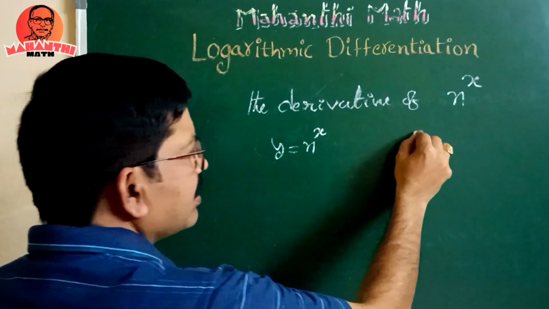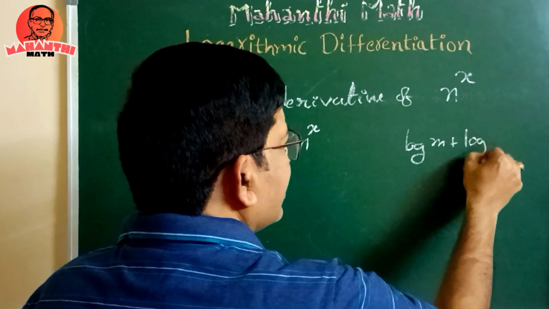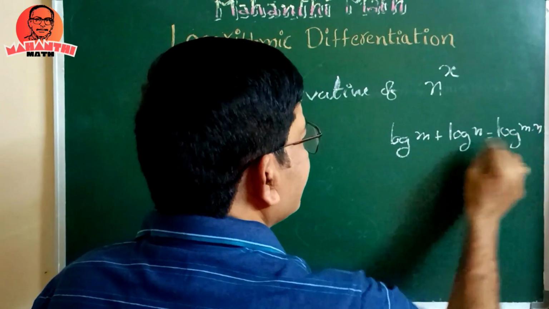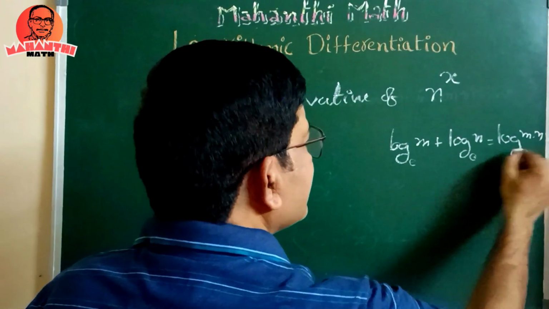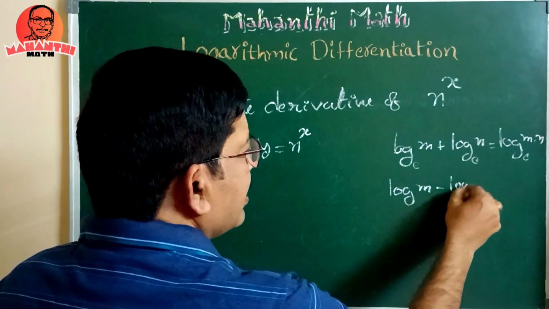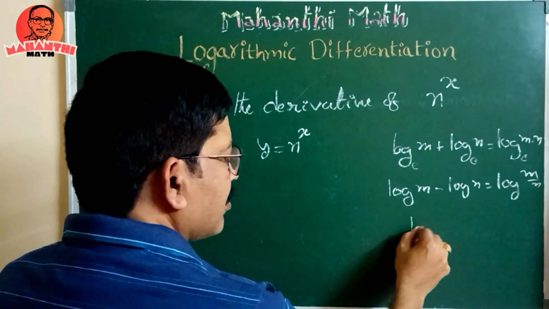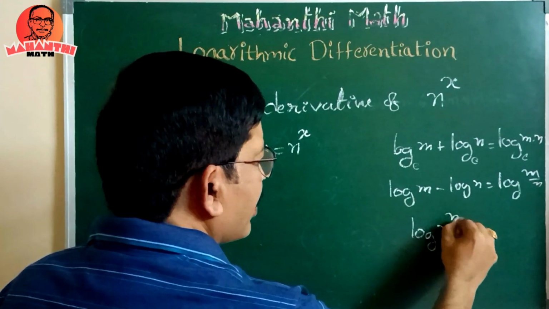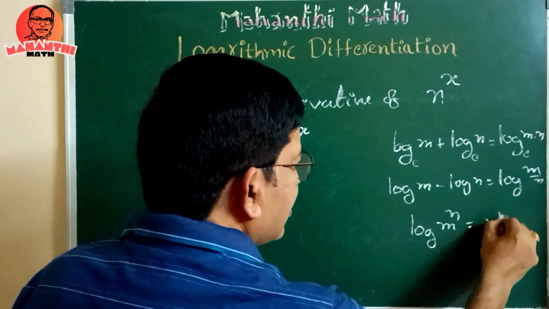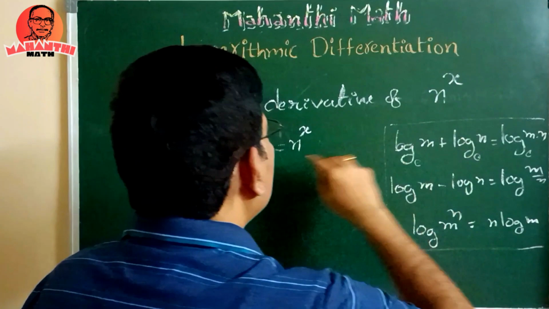To do this one, some logarithmic formulas are required. Log m plus log n equal to log m into n. Here base is e. E no need to write. Nothing is there means e only. Log m minus log n equal to log m by n. Here also base is e. And the third formula is log m power n equal to n multiplied by log of m. These three formulas are enough to do this derivative.